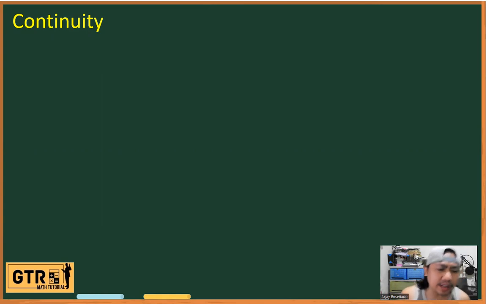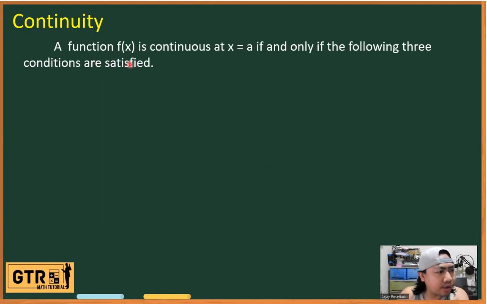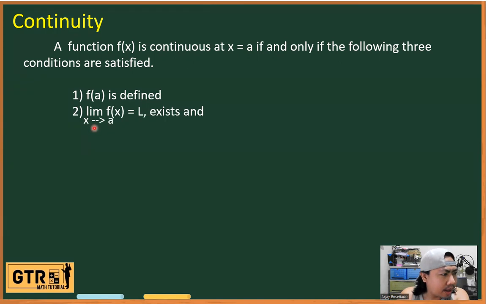So in this video lesson, we will discuss continuity and discontinuity. Okay, so let's start. Let us define continuity first. A function f of x is continuous at x equals a if and only if the following three conditions are satisfied. Number one, f of a is defined. Number two, the limit of f of x as x approaches a equals L exists. And number three, L is equal to f of a.